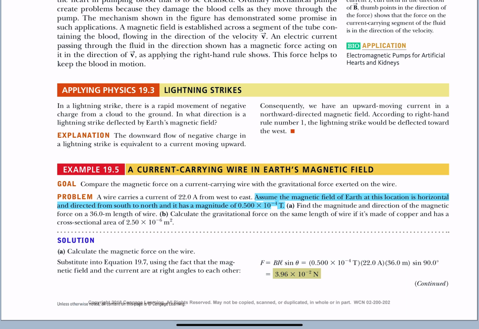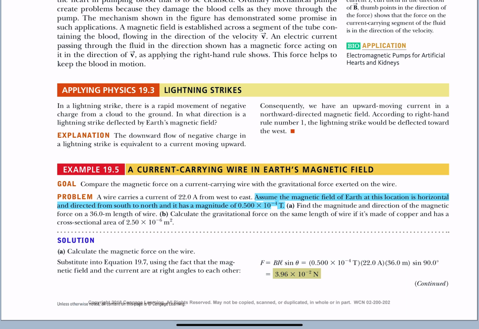At the bottom of the page, example 19.5, we consider what happens when we have current in a wire that's in the Earth's magnetic field. So instead of the magnetic field being created by an electromagnet, or like in the previous example with the speaker, a permanent magnet, we haven't talked about electromagnets yet, this time the source of the magnetic field will be the Earth itself, which would be kind of weak, about 1/2 of a 10,000th of a Tesla.